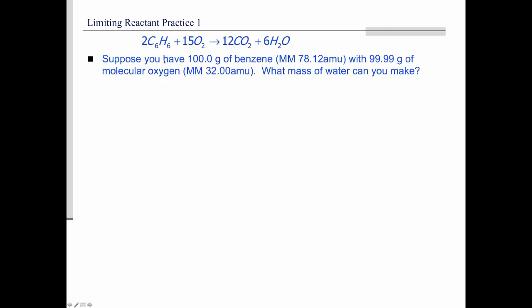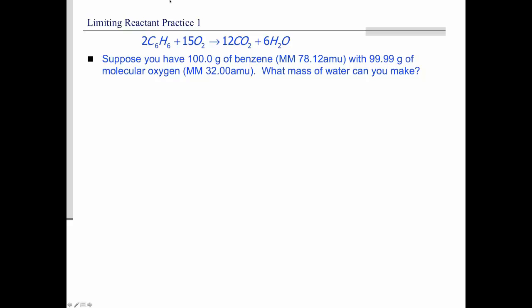And we're just going to imagine that someone has 100 grams of benzene and 99.99 grams of molecular oxygen. The molecular masses are given here because we don't need to waste time on that. The question is, how much water can we make? What mass of water? So our answer needs to be in grams or kilograms, something like that, even milligrams, but it doesn't specify, so just go to grams.